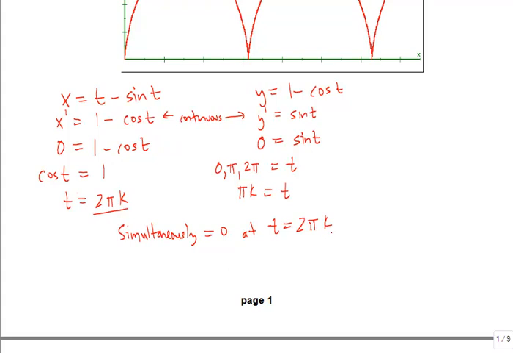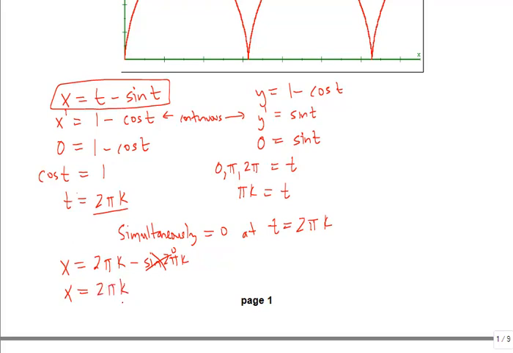So if we look at what the x values are that correspond to those and what the y values are, then if we go back to our equation for x and we plug in 2 pi k, this t would get replaced with 2 pi k minus sine of 2 pi k. And sine of 2 pi k is sine of 0, sine of 2 pi, sine of 4 pi, sine of 6 pi, etc. Those are always 0. So this goes to 0. So that means the x coordinates are going to look like multiples of 2 pi. Now let's find out what the y coordinates are that correspond to these particular t values.